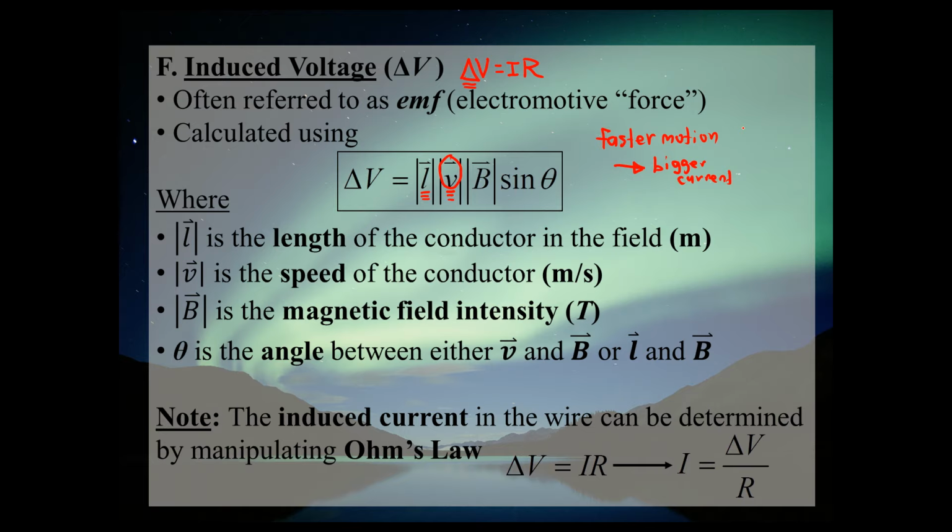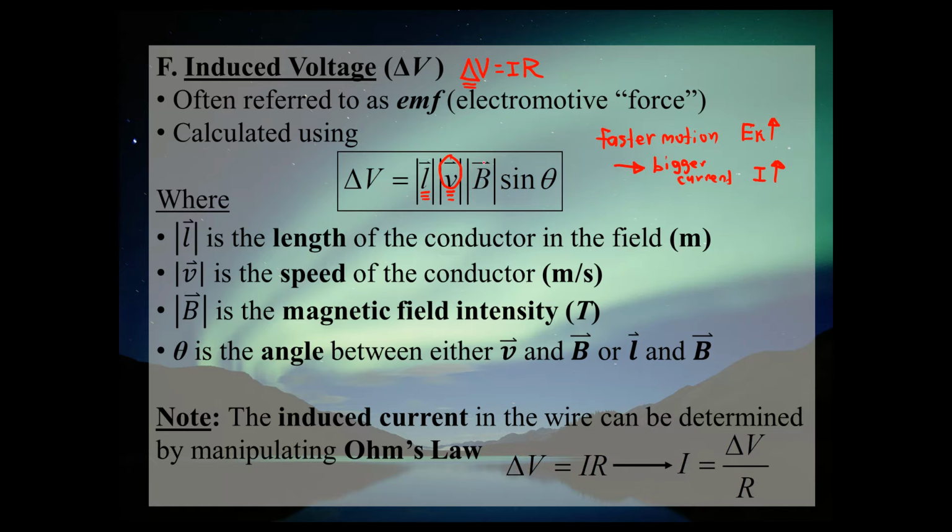If you have faster motion, it means that you're inputting more kinetic energy. If you input more kinetic energy, I would expect to get more electrical energy out of it. Think of this in terms of conservation of energy. The more energy you put into the system, the more energy you're going to get out of it. So if I move the conductor faster through the magnetic field, I put in more kinetic energy, and that results in me getting more electric potential energy out of it, which results in a larger current. We'll talk more about the consequences of conservation of energy in the next lesson.